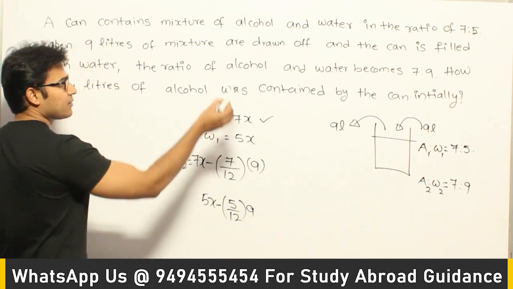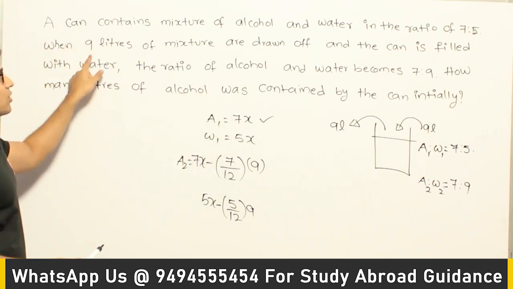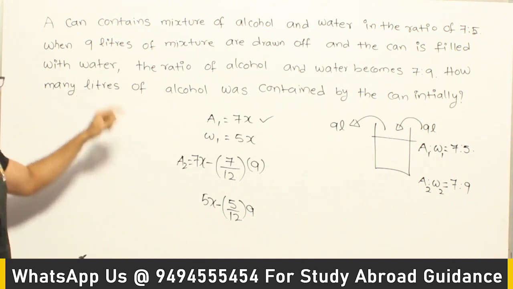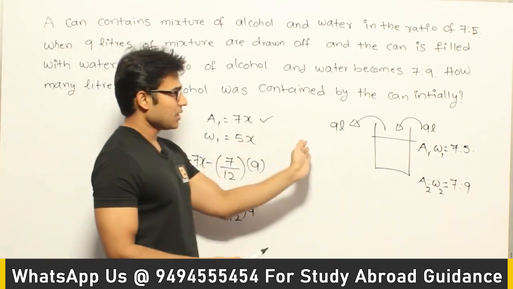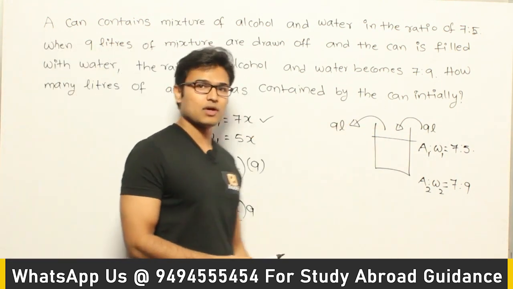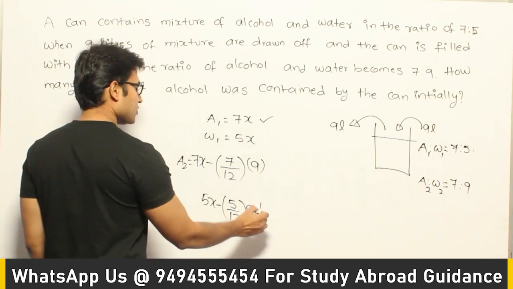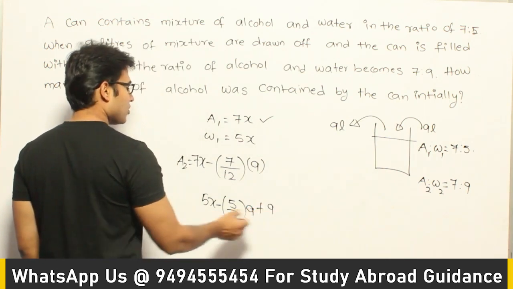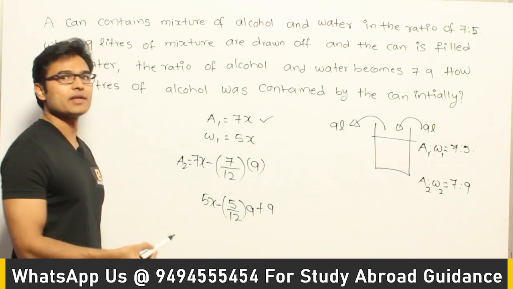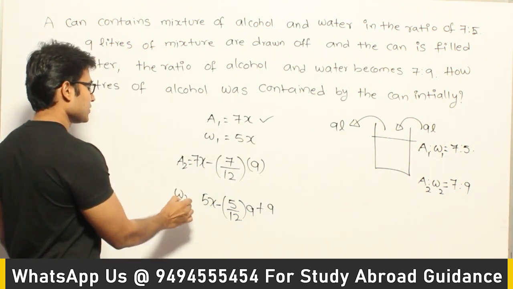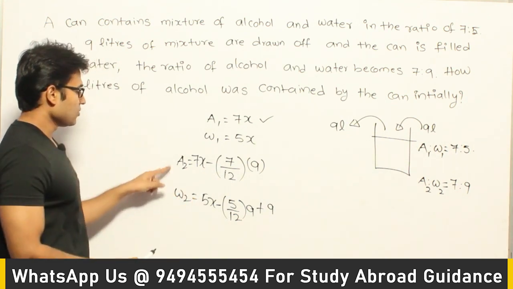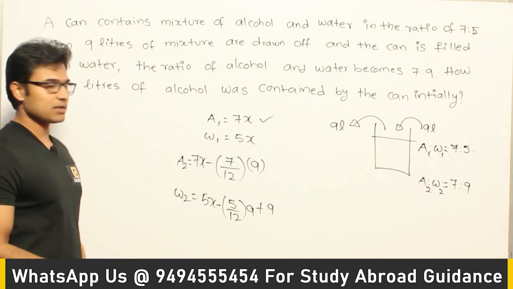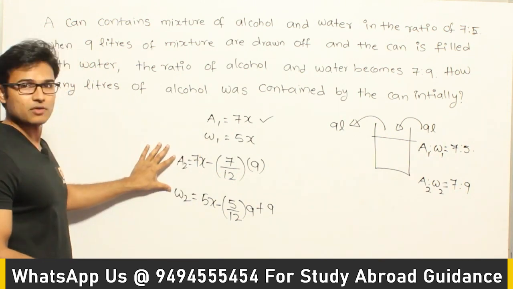Later they are saying that it is again filled with 9 liters of water. Nine liters of mixture is removed and again filled with water, which means 9 liters of water is added. Therefore you are supposed to add this. So this is the total amount of water that will be present finally. So W2 is this, and now they are saying that A2 is to W2 is 7:9, which means I have to find the ratio of these two.